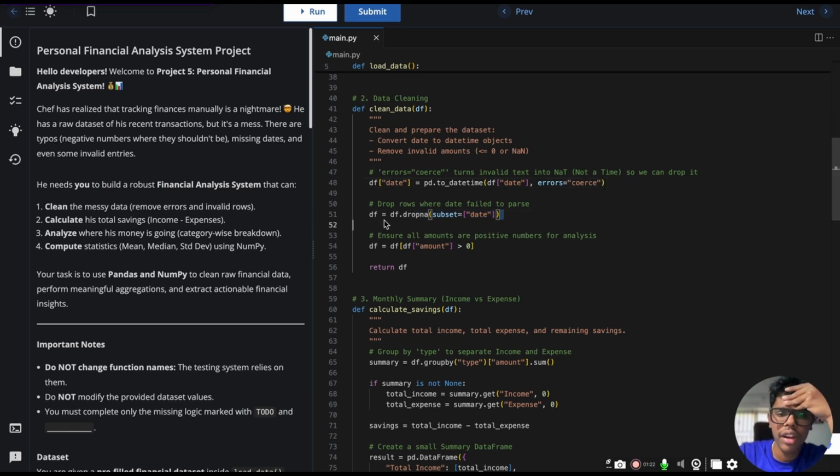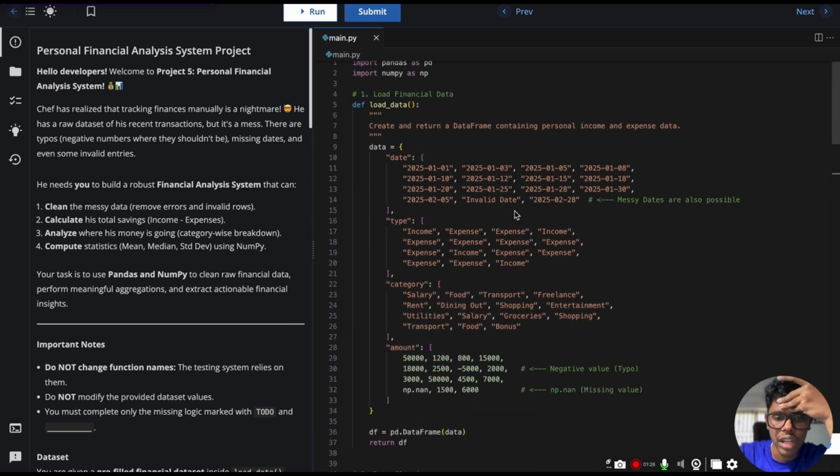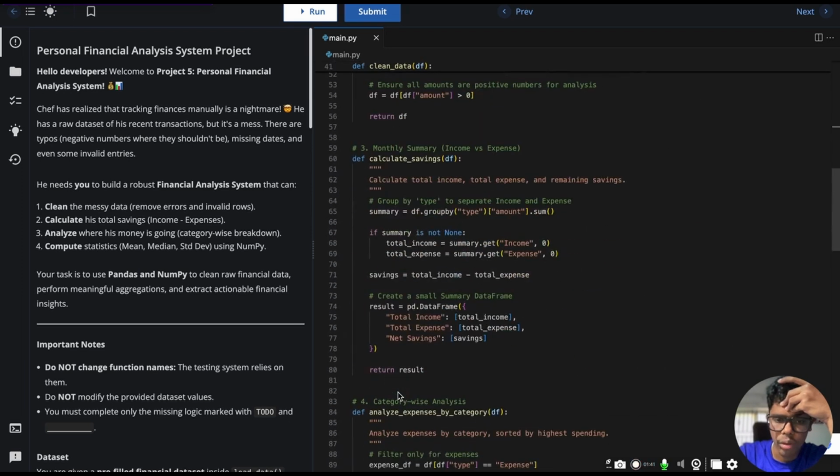Now after that we are dropping all the invalid dates, and then we are checking if the amount is greater than 0. You have here minus 5,000, which doesn't really make any sense, because how can some expense or income be negative? It can't be. So this is basically a typo they've given us, and one more is a missing value. So all this we are removing. Now after that we have the clean data.